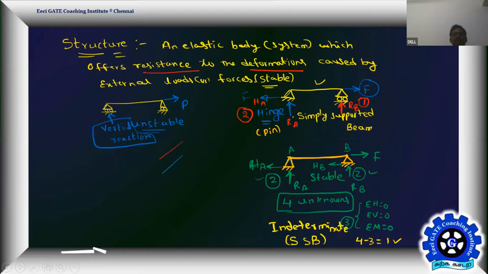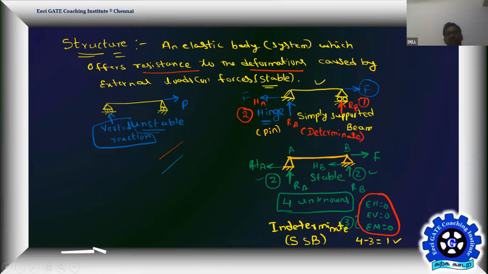Totally how many unknowns are there? 2 plus 1, 3 unknowns. How many available equilibrium equations are there? These are common, 3. So 3 unknowns with 3 equations, can you find them? Yes. That's why we call it a determinate structure. One hinge and one roller is a perfect determinate simply supported beam.